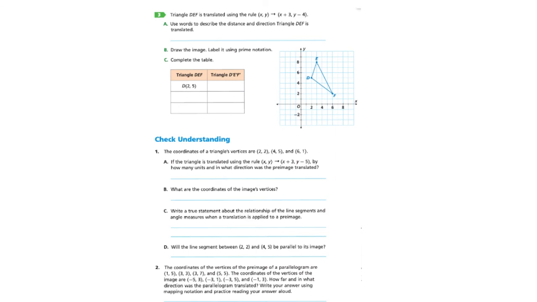Then they want you to draw the image and label it using prime notation. So again, you'll have point D is 2, 5, and then point D prime will be 2 plus 3, 5 minus 4, and so on. So they want you to go ahead and draw it and then fill in the table. And then this next section, the check understanding, that's for you to do on your own so that you can check your understanding and see how well you understand the concept of what you did, the mapping notation, all the different ways that translations work. So go ahead and do that one, and then we'll look at the next page as well.